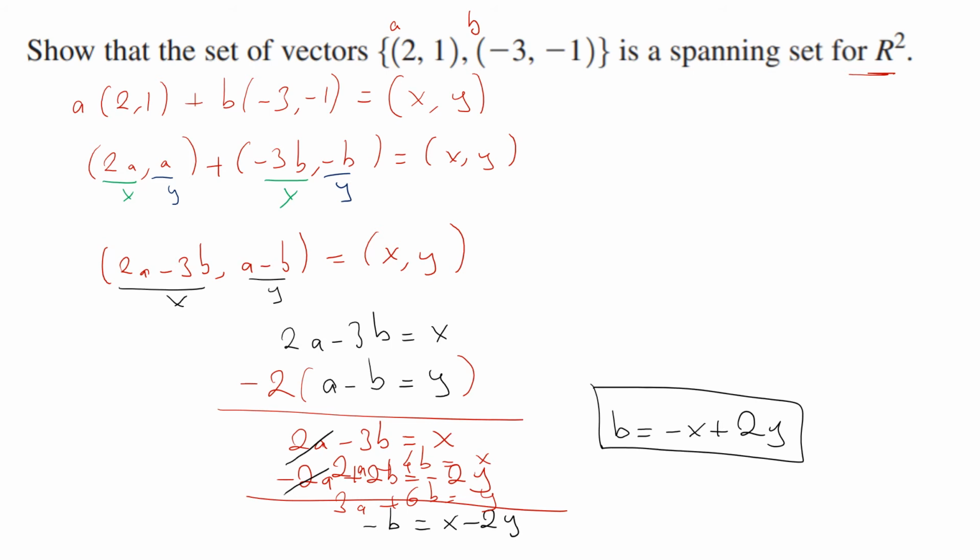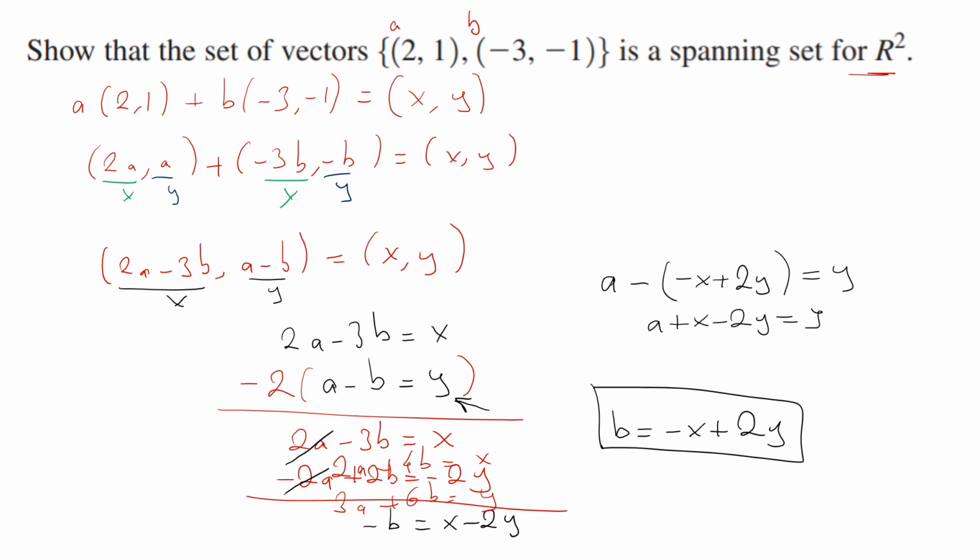Now that I have my b, all I need to do is plug that back into my original equation, which I see that the easiest one is over here. So I'm just going to say a minus whatever I found for b, which is -x plus 2y, and that will equal y. Now from here, I'm going to distribute that negative inside the brackets to get rid of them. So I have a plus x minus 2y equaling y.